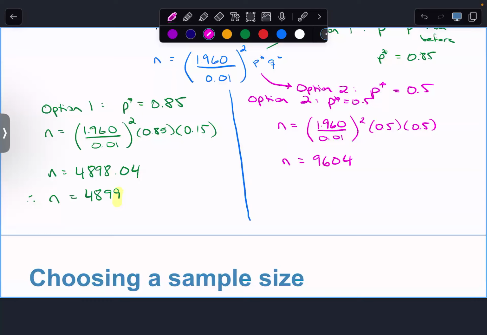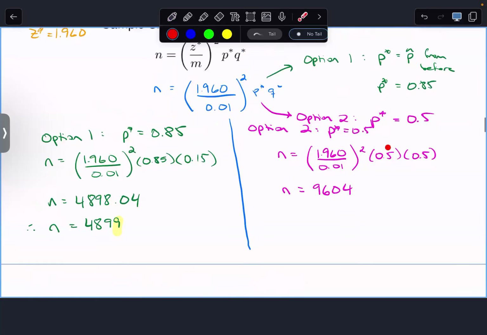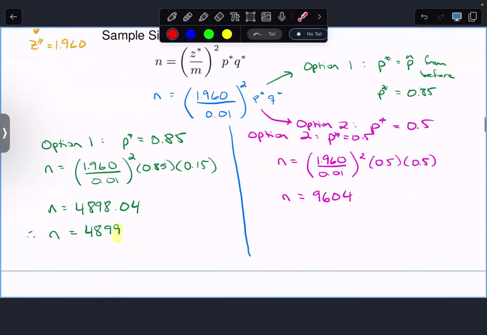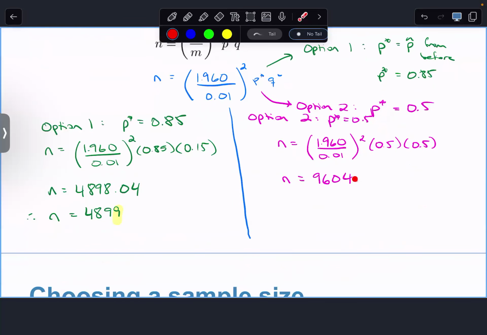It's pretty rare. Notice how we didn't have to have any information about the previous question in order to find this sample size, right? I was just saying, okay, you need to have a 95% confidence interval and you need the margin of error to be 1% or 0.01. And then you're able to calculate the sample size. Notice also that this is quite a bit larger, 9,604 versus 4,899.